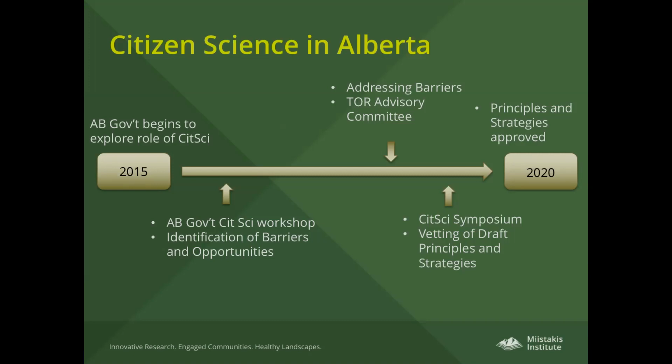And so back in 2015, Miistakis started working with the Alberta government, and the department we were working with, which was then Emera. We worked with them to start to explore the role of citizen science in Alberta. We convened a workshop that started to look at what citizen science is happening in Alberta, and at identifying barriers and opportunities.